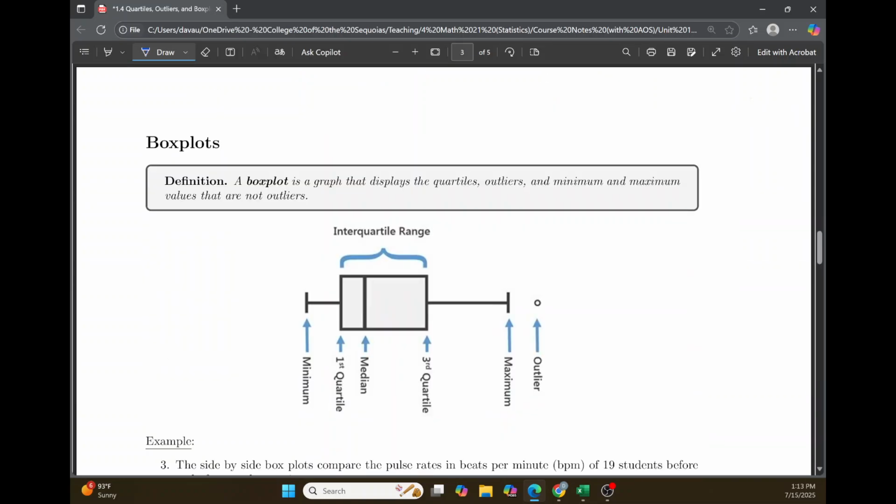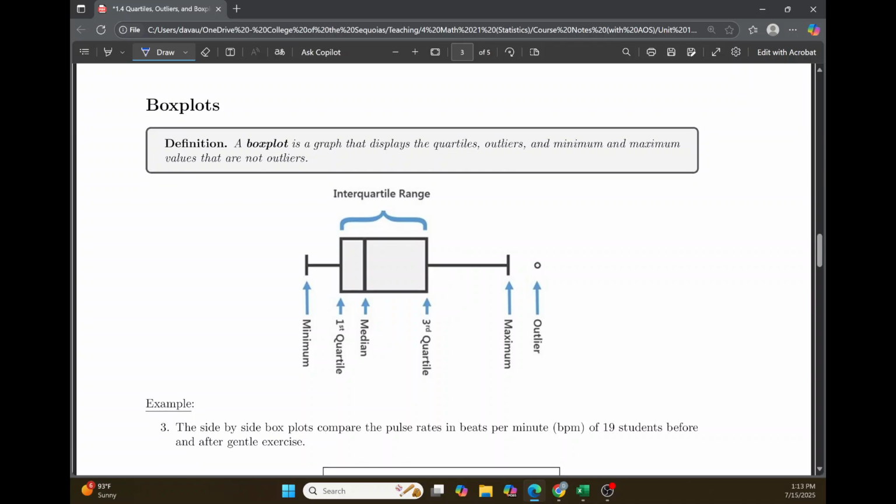So now that we know what quartiles and outliers are, we can talk about boxplots again. A boxplot is a graph that displays the quartiles, outliers, and minimum and maximum values that are not outliers. This is the breakdown. We call these things whiskers, the lower whisker and the upper whisker, and the thing in the middle we call the box. The whiskers go down to the minimum and maximum values that are not outliers. If we do have outliers, those will be marked with a little dot or an asterisk or something like that.